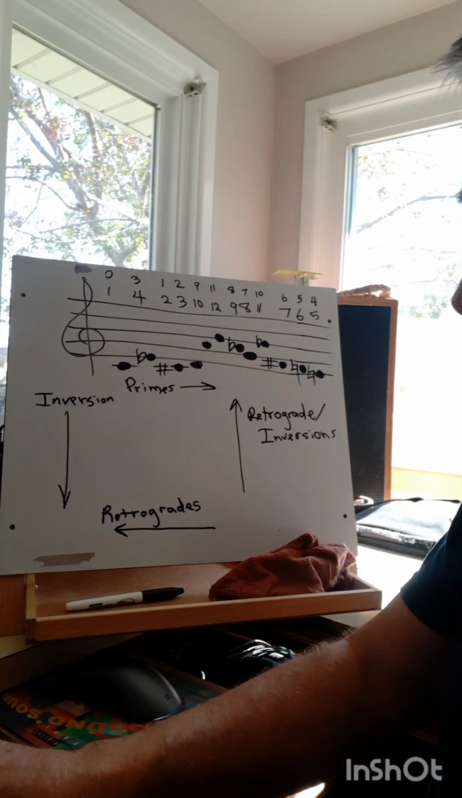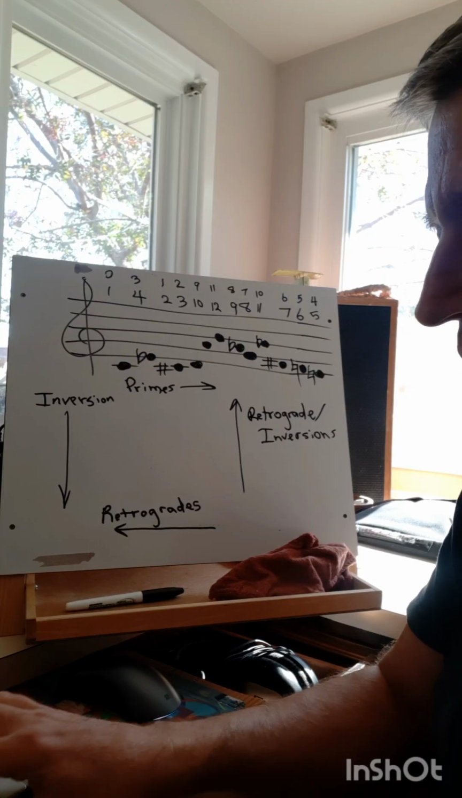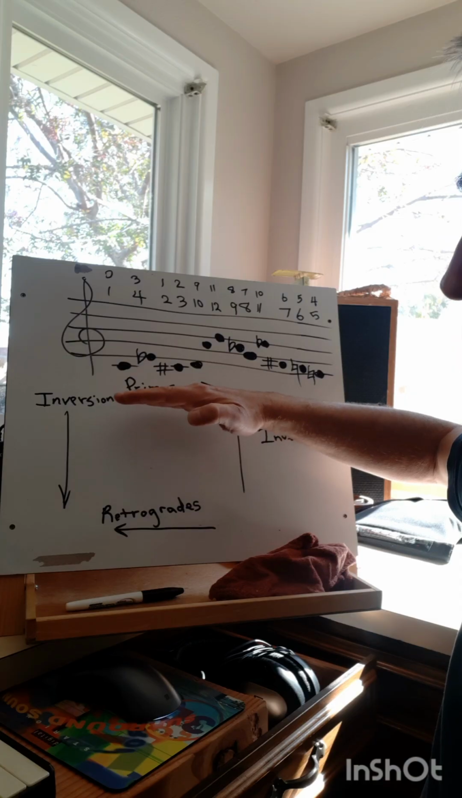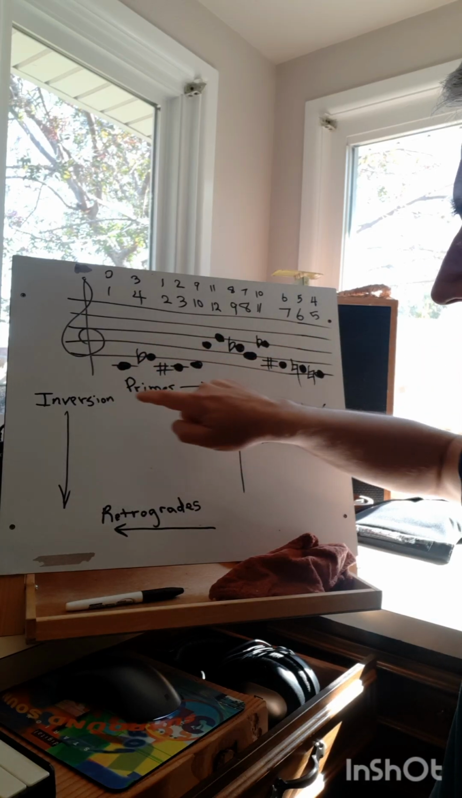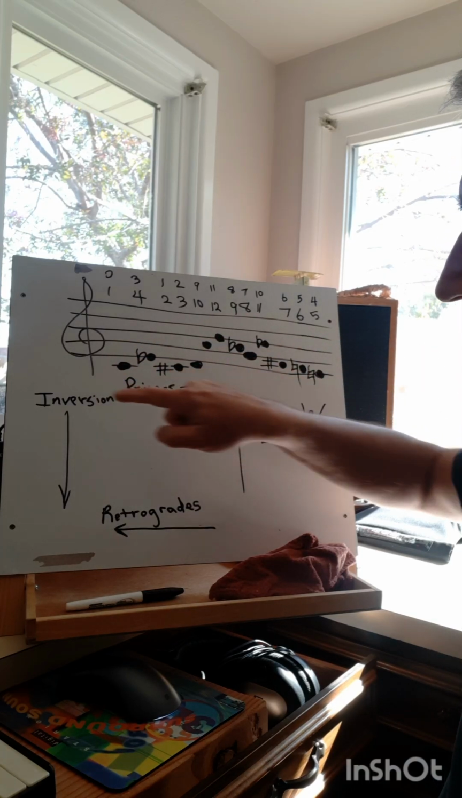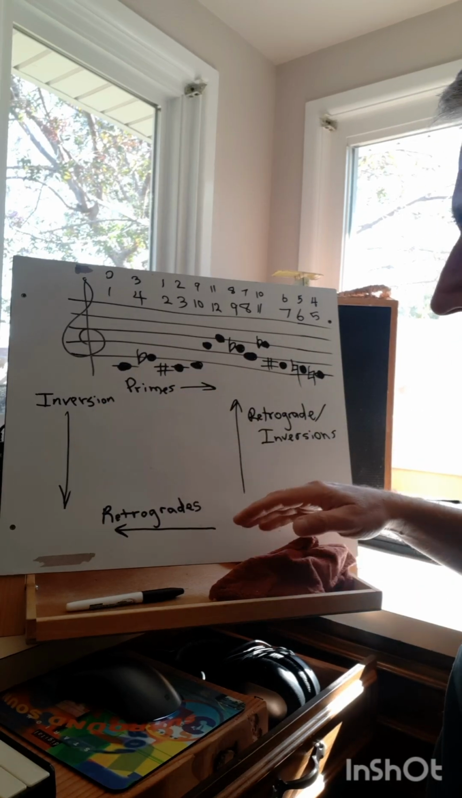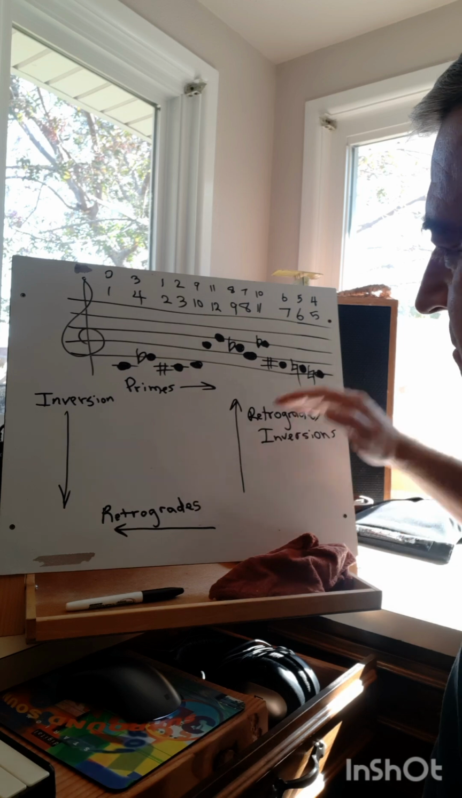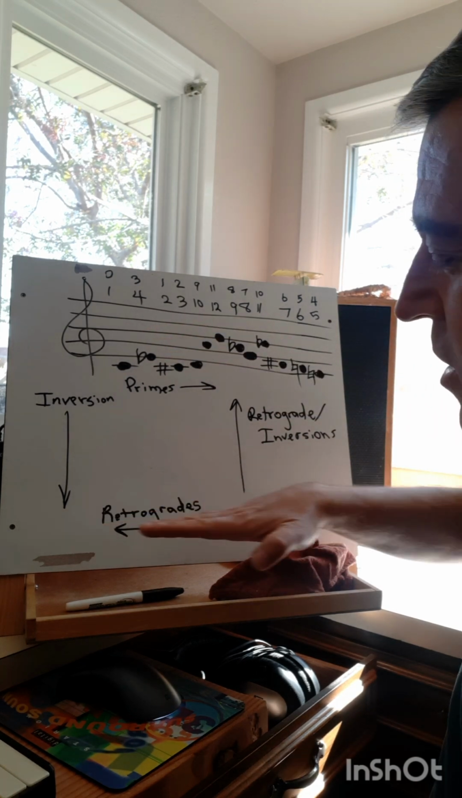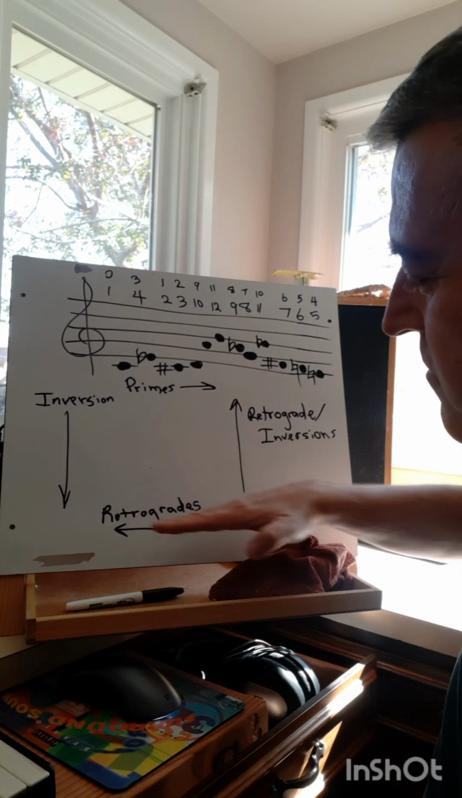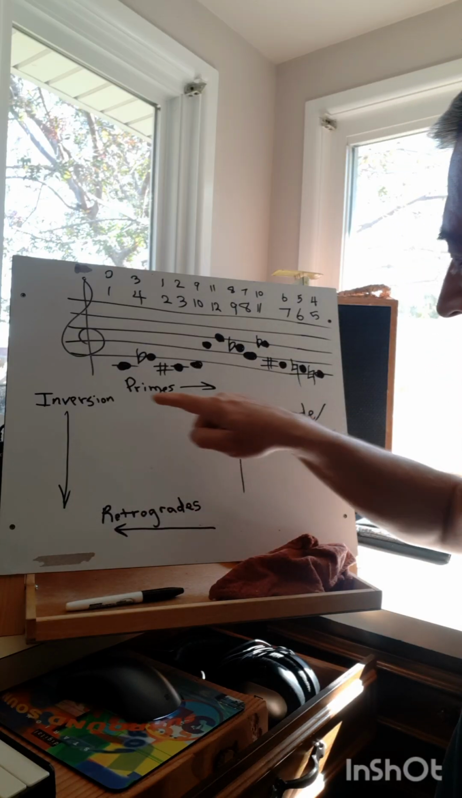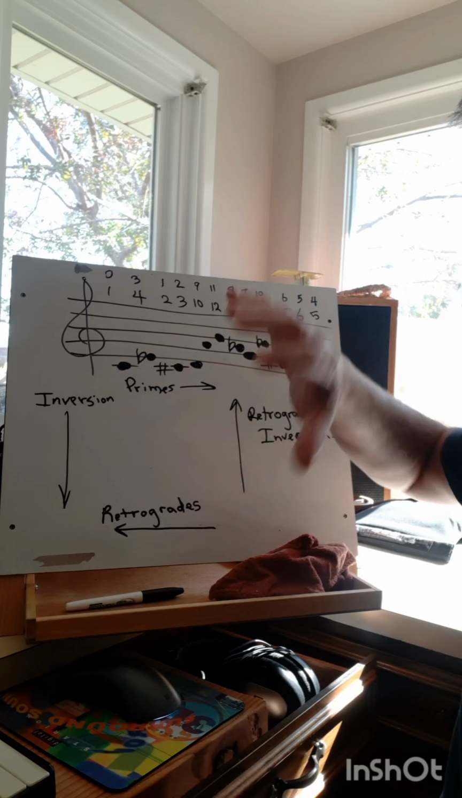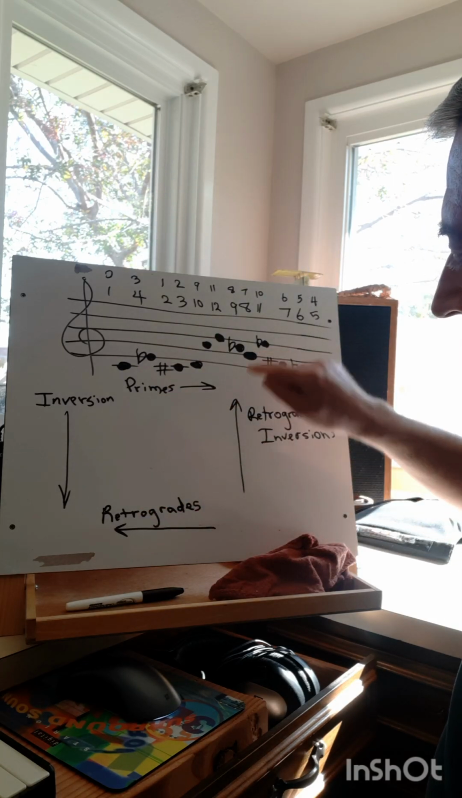Instead of starting with C, I could start with D, or I could start with E, but it's the same pattern. And so those are called primes, the original melody, and you would read the primes this way, all the lines that are going that way. And then if you wanted to do all those melodies backwards, which is called retrograde, you would read them starting this way. And then the retrograde inversions, which is upside down and backwards, you would read it this way.